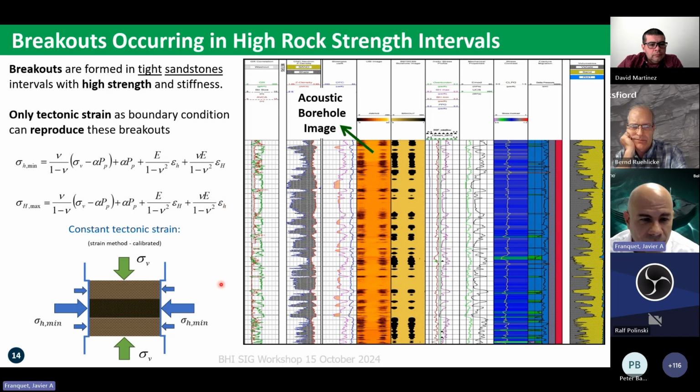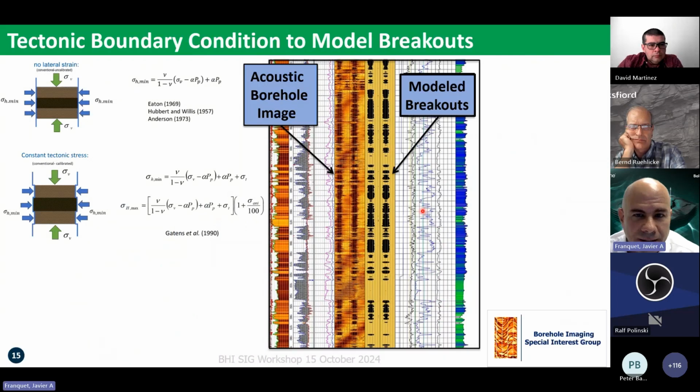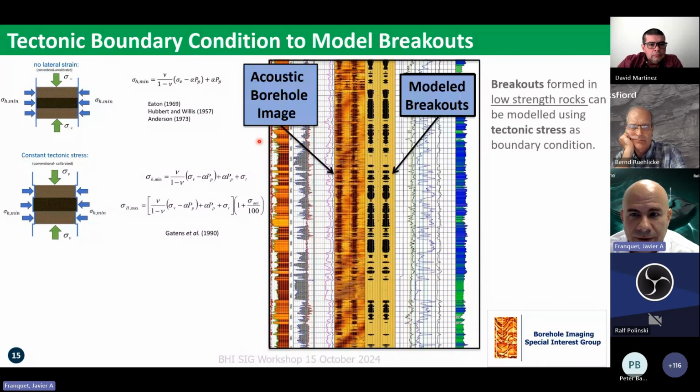So this model is essentially required for this type of borehole breakout. When you see breakout happening in the strong and high Young's modulus layers, then this is the correct modeling to reproduce those breakouts. This is essentially what we discussed.